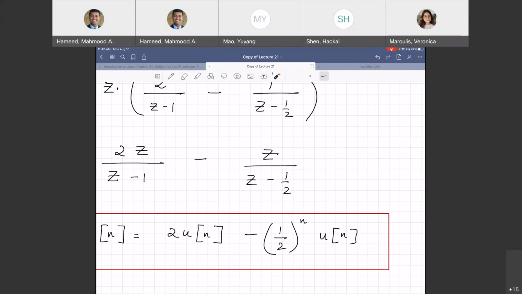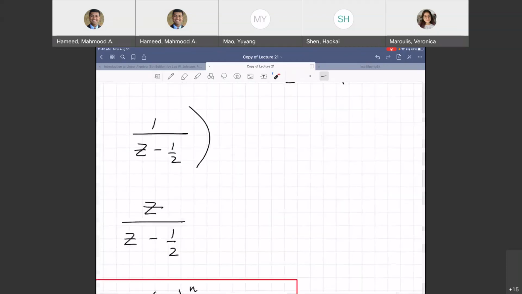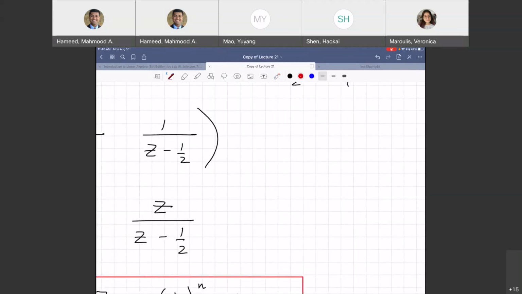This is z divided by z minus a. So I'm using this property here: a to the n u of n, the z transform is z divided by z minus a. And if this is a right-sided sequence, then the magnitude of z has to be greater than the magnitude of a, outside of that circle bounded by a.